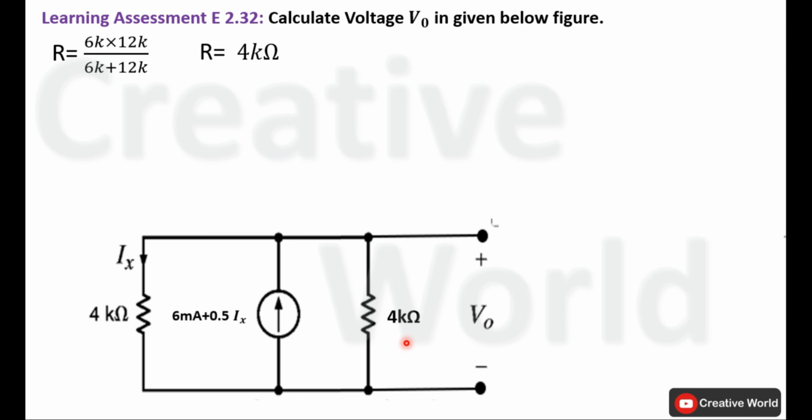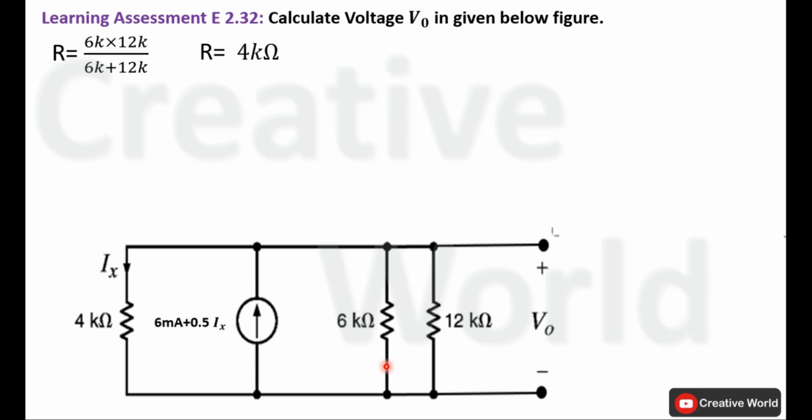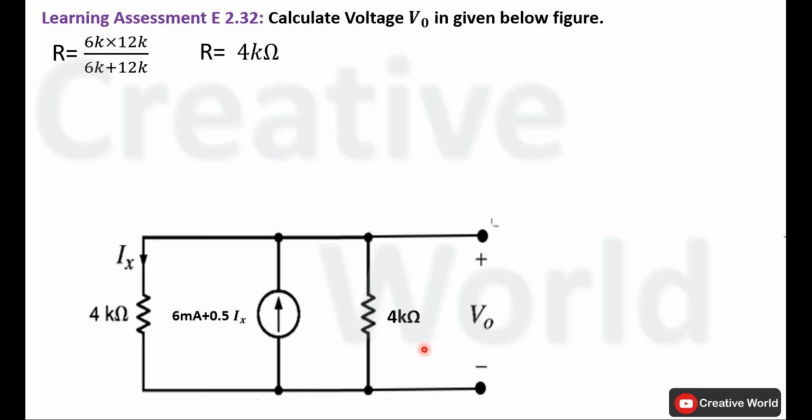Up to this point, we have simplified the circuit. Now we can calculate the voltage across this 4 kilo ohm resistance, and it will be the same as the voltage across this 12 kilo ohm resistance because this is a parallel connection. So whatever voltage is across their equivalent resistance, the same voltage will appear across both of these resistances due to the parallel connection. In order to calculate the voltage across this 4 kilo ohm resistance, we should have the value of current through this branch. Right now, we don't have it. So first we will calculate this branch current. Later on, we will be able to calculate the voltage across this resistance using Ohm's law.